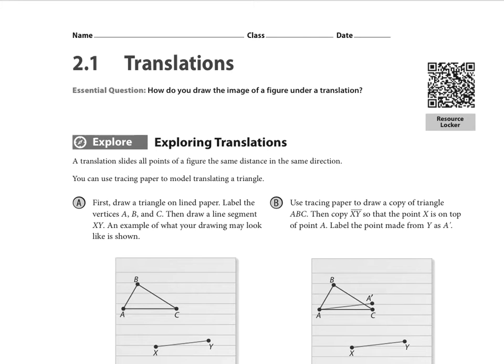Hey everybody, welcome to video 2-1. In this module we're going to be talking about the different types of transformations, and the first one that we're going to encounter is a translation, as you see here in the title.